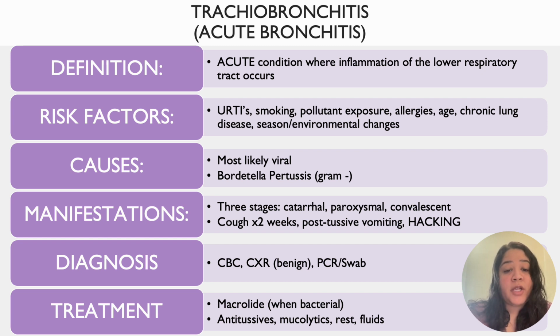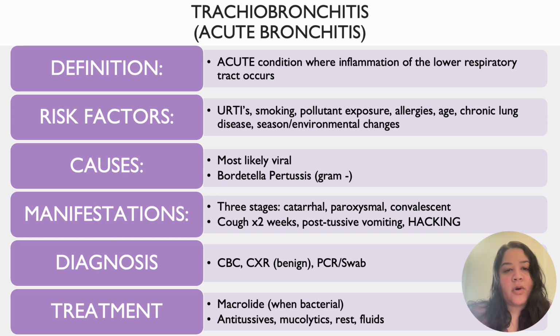The manifestations will include a cough times 2 weeks that has post-tussive vomiting. That's important. This is key for acute bronchitis. Nothing else will be described as post-tussive vomiting that is hacking, all right? So a hacking cough with post-tussive vomiting, or you cough so much, so hard that it makes you vomit afterwards. Diagnosis is pretty non-specific. You can do a CBC, you can do a chest x-ray, which should be benign, right? If it isn't benign, then we can rule out this or think that there's maybe something else happening at the same time, and we can do a PCR or a swab.